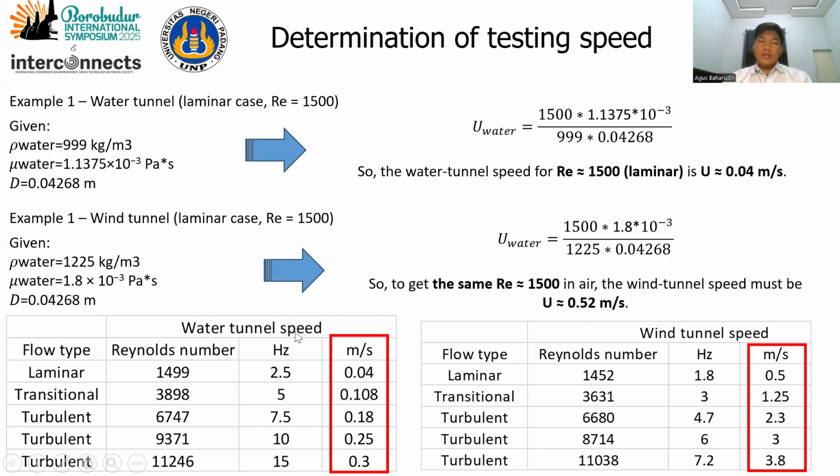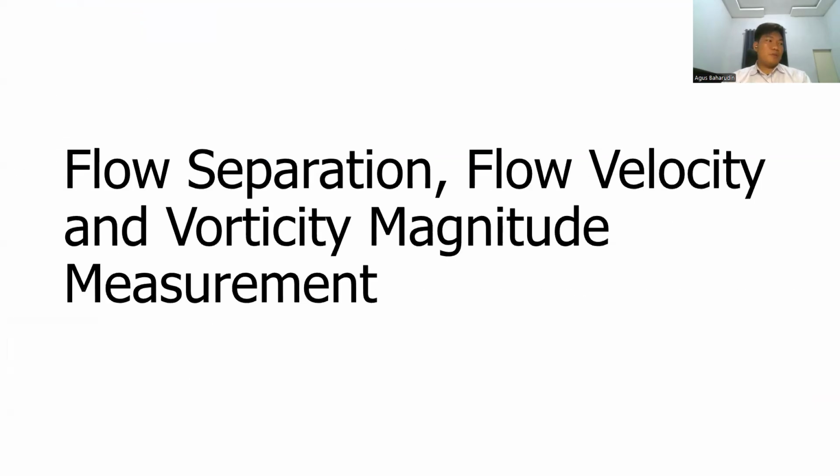Using this data, we can get the corresponding flow speeds for the different Reynolds numbers. To control the different flow speeds, we control the frequency of the motor in the wind tunnel and water tunnel. For example, 0.5 hertz in the water tunnel will produce 0.04 meters per second. So by using this method, we can control the flow speed.